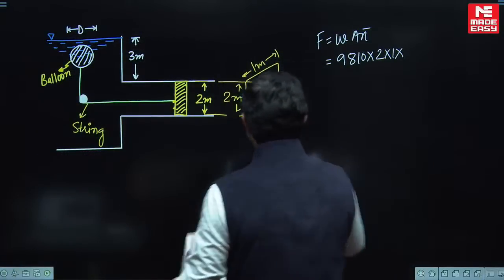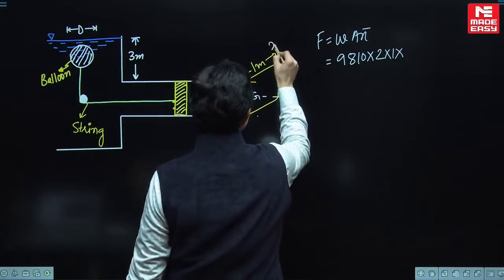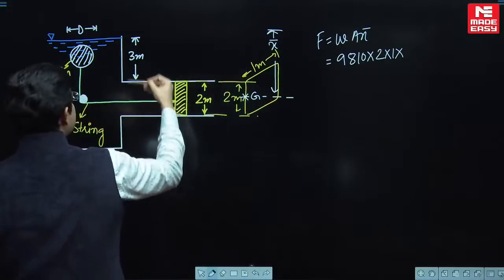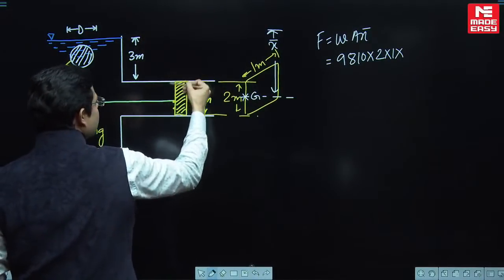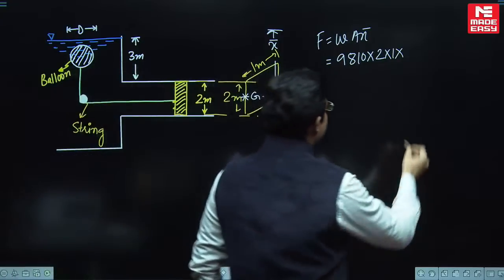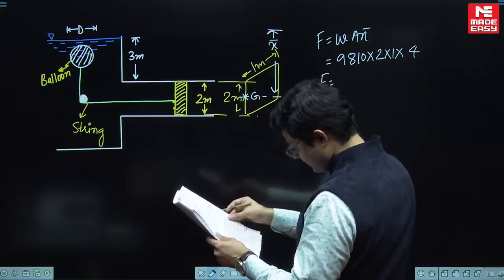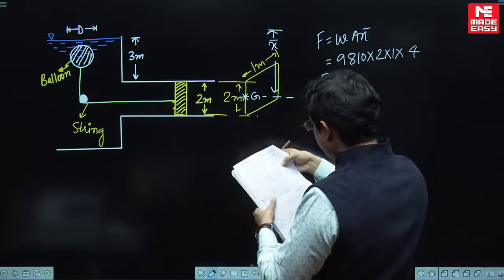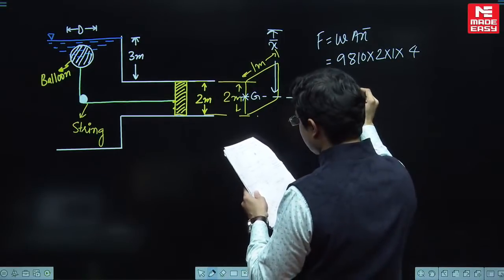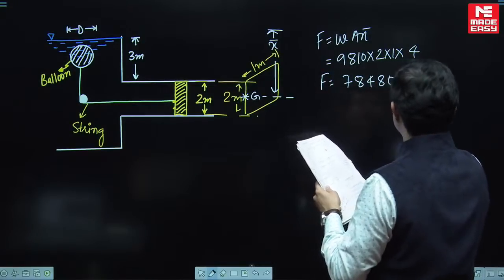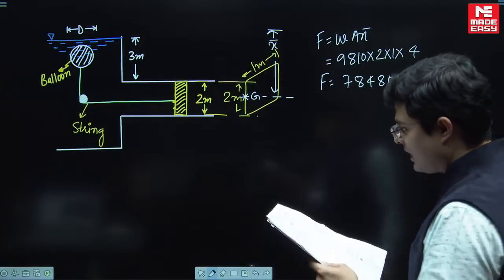So gravity is here, and this distance is going to be X bar, because you need to take this distance from the free surface. So this is going to be 3 plus center is 1, so this is going to be 4. When you calculate the force, let me give you the answer: this will come out to be 78480 Newton. Wonderful.